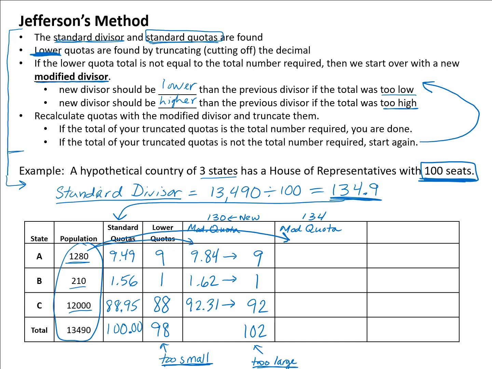So 1280 divided by 134 gives me 9.55. And again, if you want to, you can immediately cut off the decimal, because that's what Jefferson's method does. Then 210, the population, divided by 134 gives me 1.57. So that again cuts down to 1. And then the last value, 12,000 divided by 134, gives me 89.55, which cuts to 89. So if I add that up, I get 99. So I'm still too small, but I'm closer.